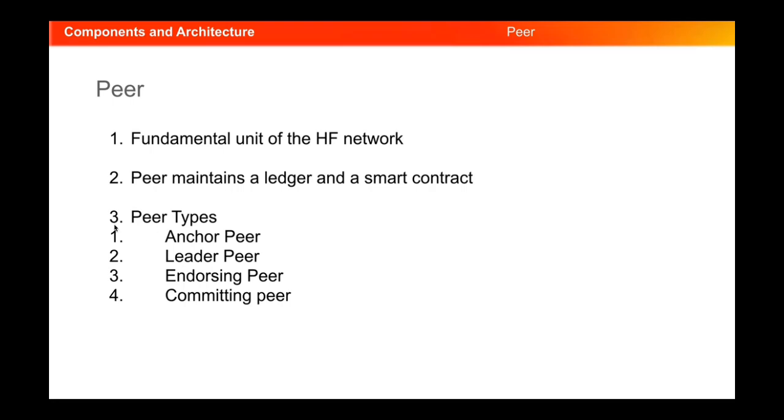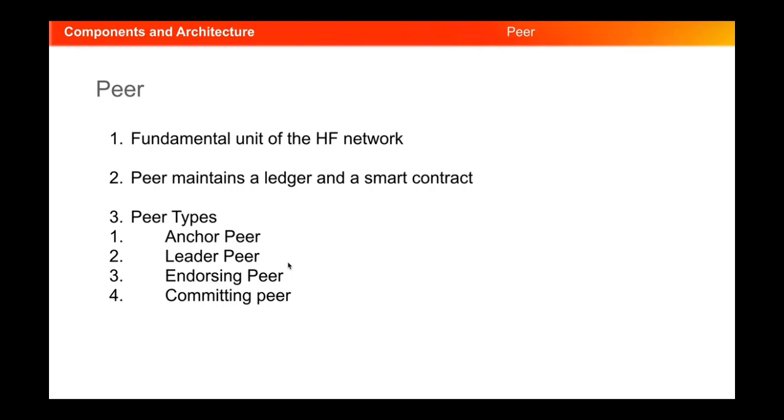As you can see from point 3, there are different types of peers. There are anchor peer, leader peer, endorsing peer, committing peer. So what is an anchor peer? Every organization must have one or more anchor peers so that those anchor peers can communicate with the anchor peers of other organizations using gossip protocols. This is needed to know about the peers that are present in other organizations.